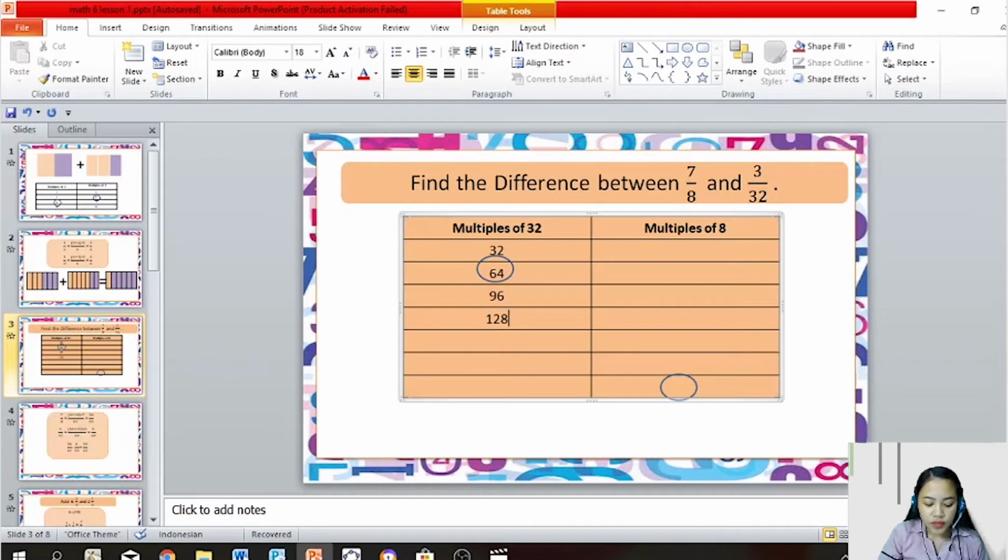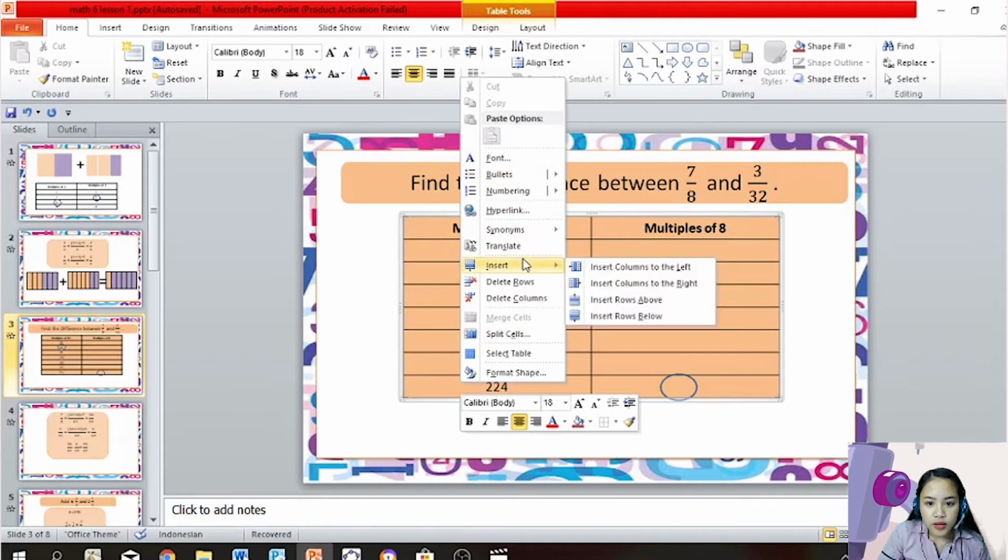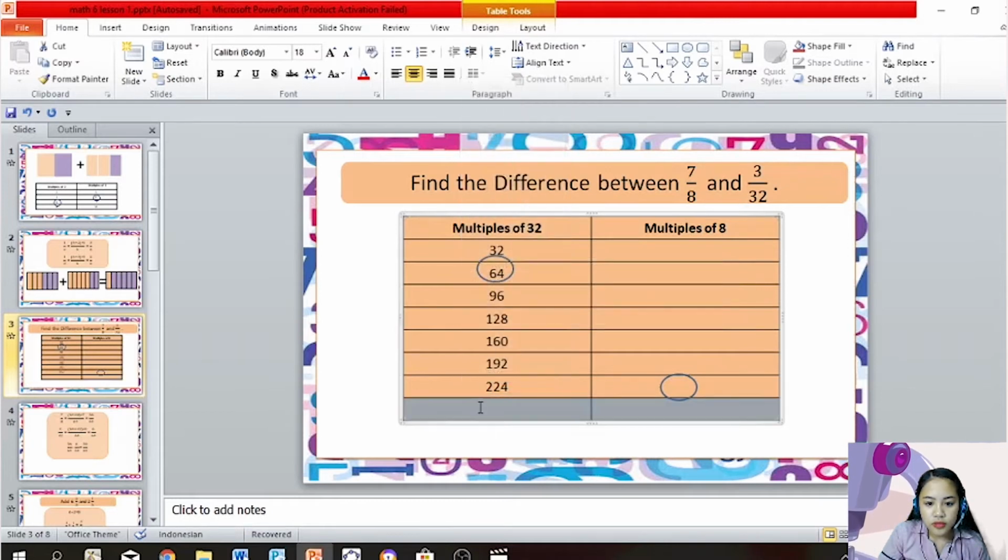128. And then we have 160, 192, 224, and then 256. At mag-add tayo ng isa pa.